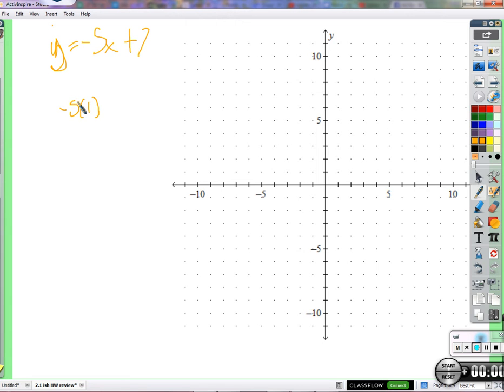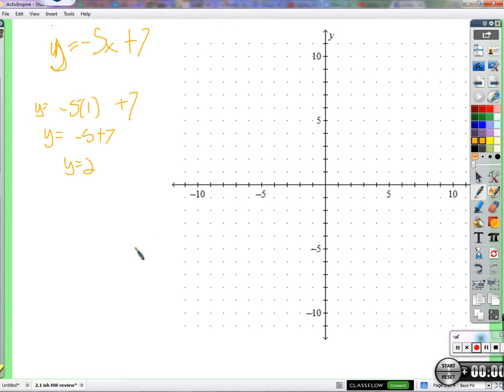Be careful of this negative. Make sure you keep track of it and don't disappear it. People disappear negatives all the time. Negative 5 times 1 is negative 5 plus 7. Y is 2.